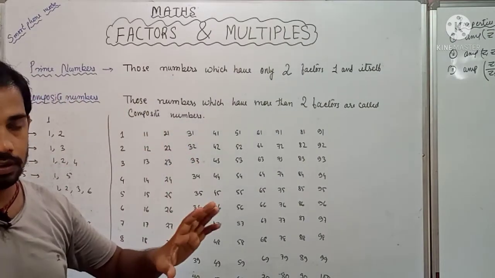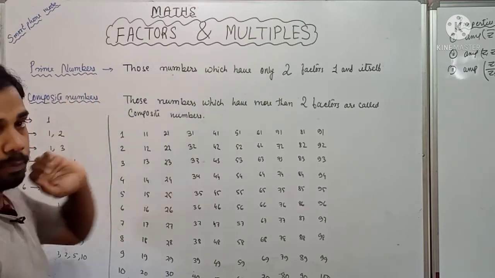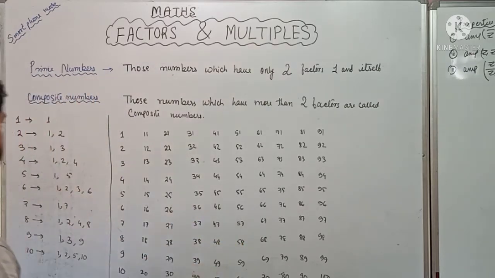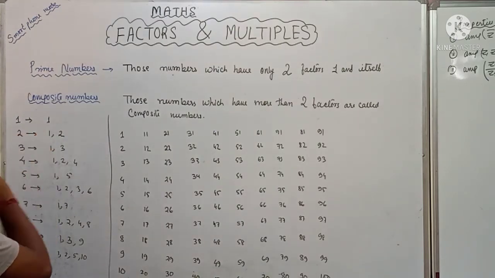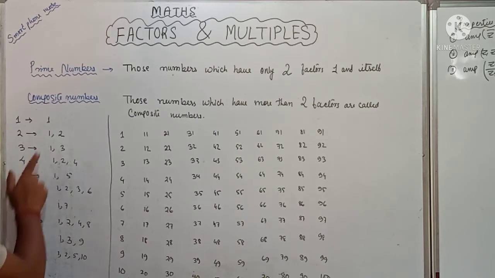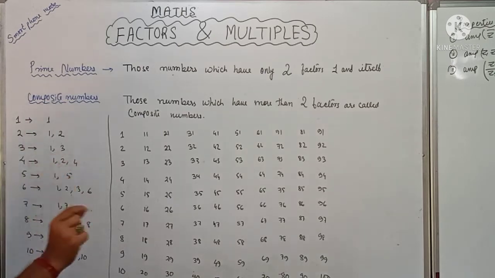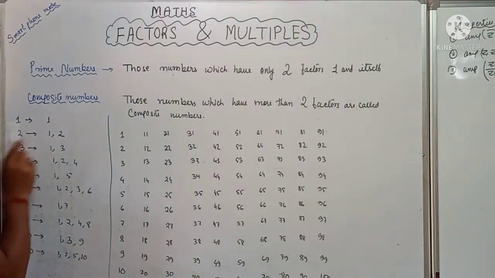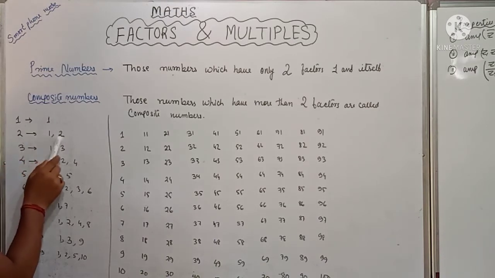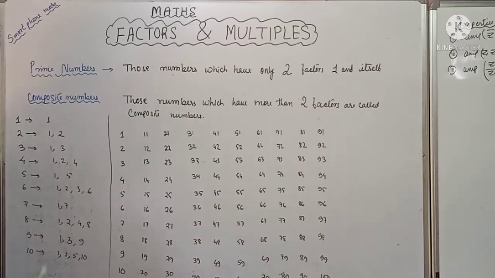Now let's see some of the prime numbers from 1 to 10. For that we have made some factors. You see, 1 has only one factor, itself, because 1 will get in the table of 1 only and no other number. So 1 has one factor only. 2 has 2 factors, 1 and 2. 3 has 2 factors, 1 and 3. 4 has 3 factors, 1, 2, 4. 5 has 2 factors, 1 and 5. Similarly, 6 has 4 factors, 1, 2, 3, 6.